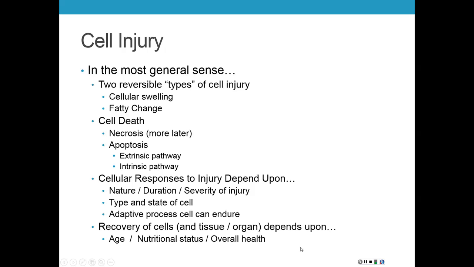And then their overall health. How's their immune system? Are they already suffering from other diseases? That can make it a lot harder to recover.